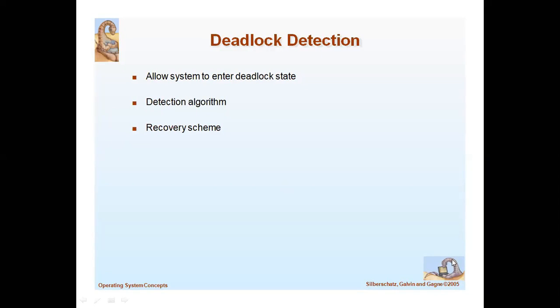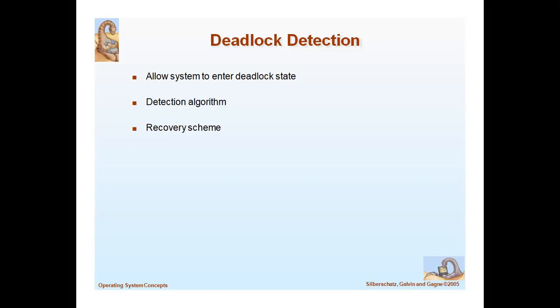Here also, for the deadlock detection algorithm, there are two ways we can detect the deadlock. One is a single instance of a resource, and another one is multiple instances of resources. For a single instance of a resource, we can detect the deadlock by using a wait-for graph.